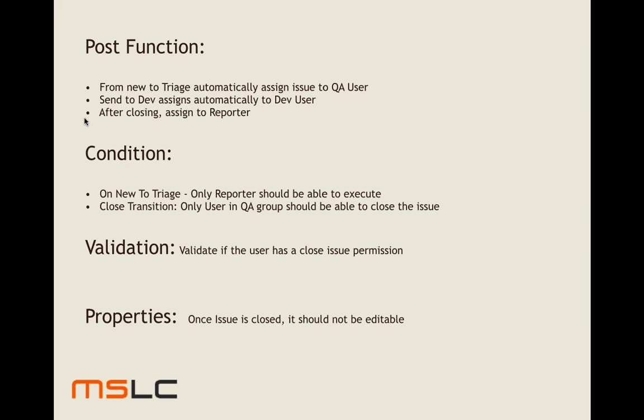I've defined these three actions here. The first post function that I want to define is from new to triage. Once I go from new status to triage status, the issue should be automatically assigned to a QA user. I've created a user named QA user for demo purposes. Second, send to dev assigns automatically to the dev user. That means from triage, if I go to open status through the send to dev transition, the issue will be assigned to the dev user. And third, after closing, assign to reporter. So these are the three post functions that I want to implement.